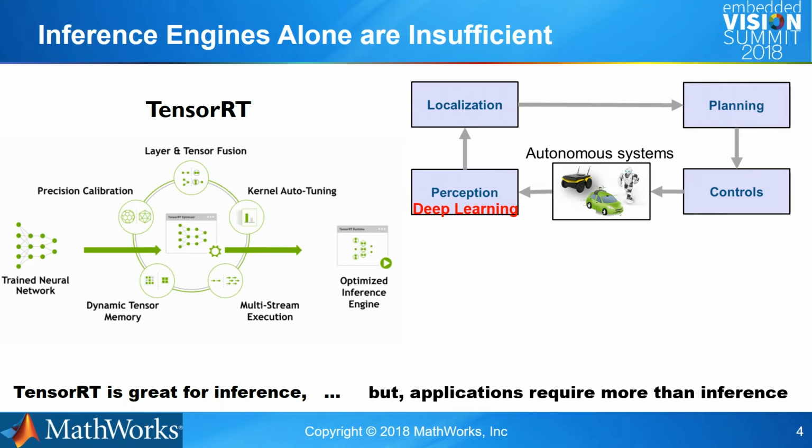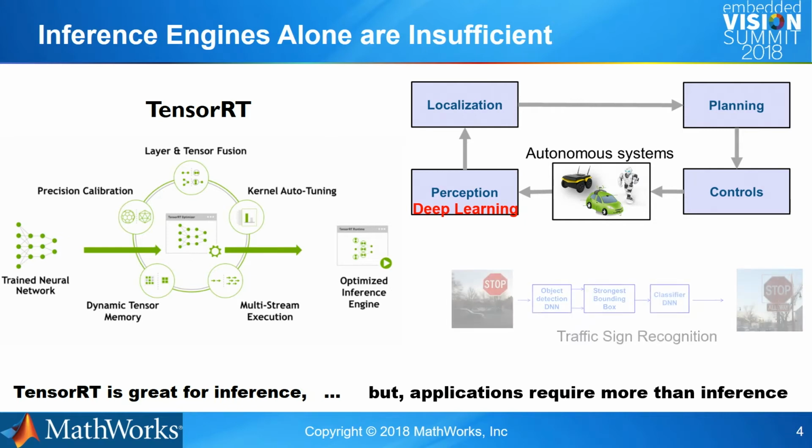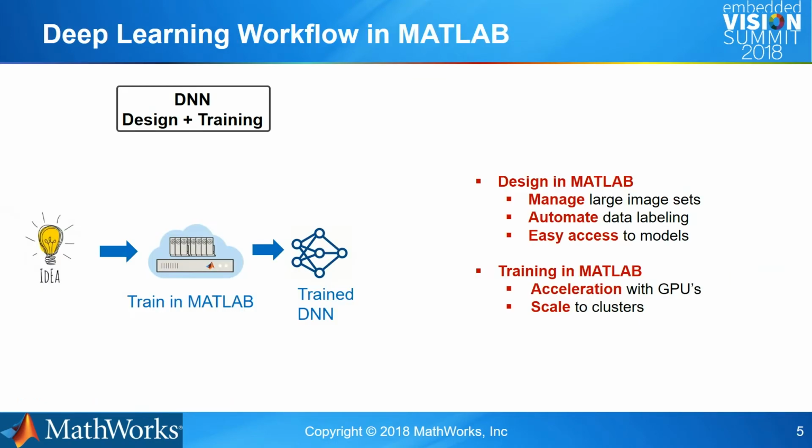Even if you take a perception algorithm, I'm going to talk about one, traffic sign recognition, or any kind of detection recognition algorithm. Here, we have defined an algorithm which uses two deep learning networks. There's an object detection network, then you do some processing on the outputs of that network, and then you run it through a classifier. The object detection tells you where the traffic sign is, and the classifier network tells you what the traffic sign is. So you can see that just having inference engines will not be sufficient to solve problems of this nature.